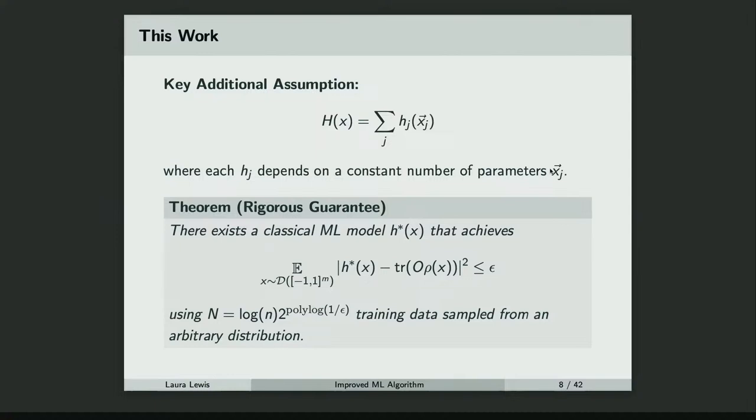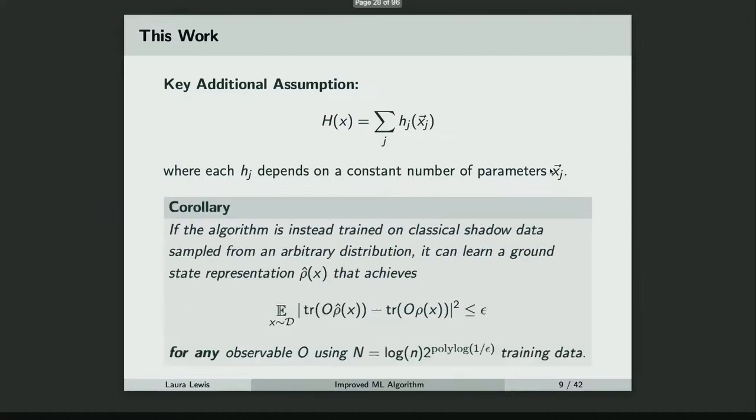Okay, so this is our main theorem, but we also obtain a corollary, just as the second question that I stated about learning ground state representations. This is fairly simple. It follows directly from the classical shadow formalism combined with the previous theorem.